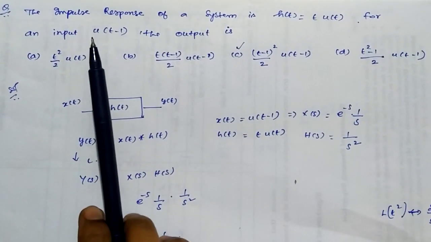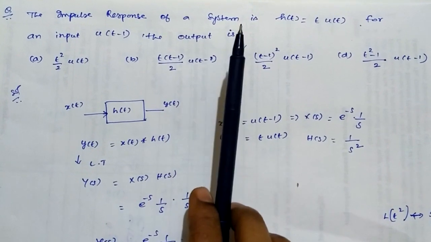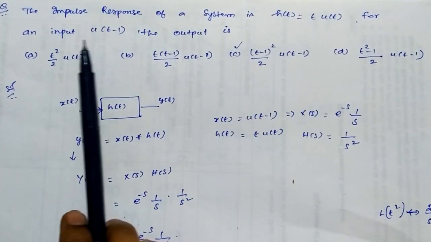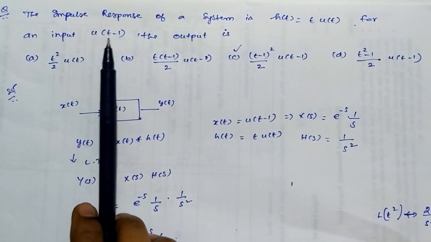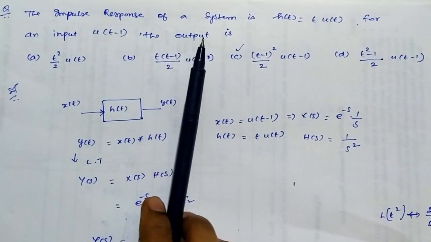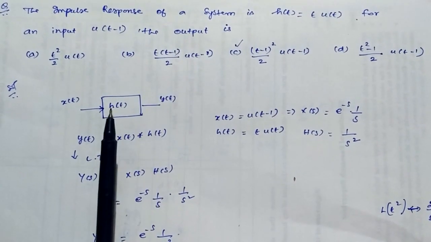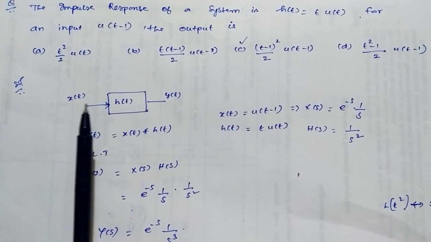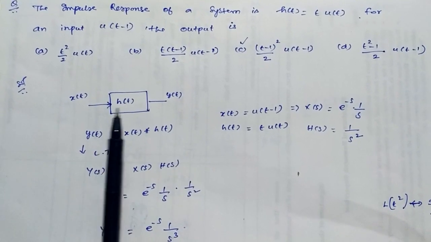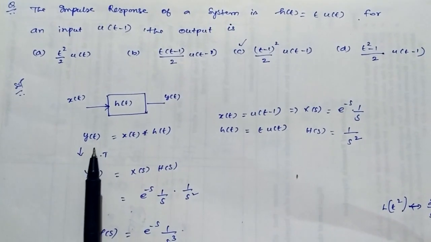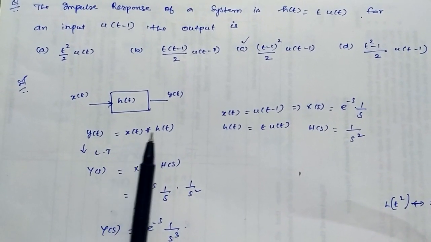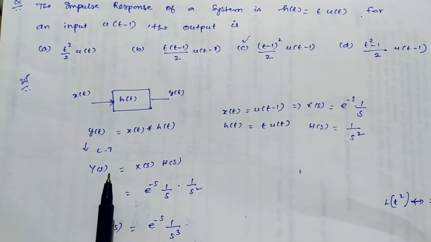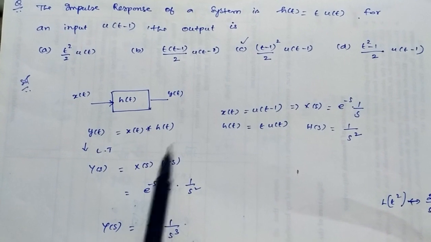So the next question is, impulse response of a system is h of t equal to t into u of t. For the input of u of t minus 1, what will be the output? So here this is the system, impulse response h of t, input is x of t, output is y of t. The relation among these three is y of t equals x of t convolved with h of t. When we take Laplace transform, y of s is equal to x of s times h of s.